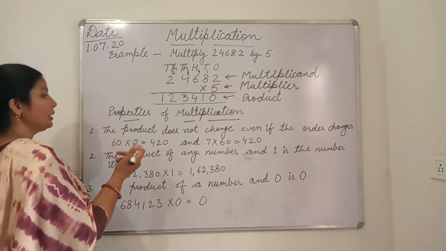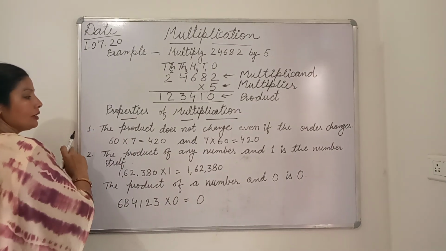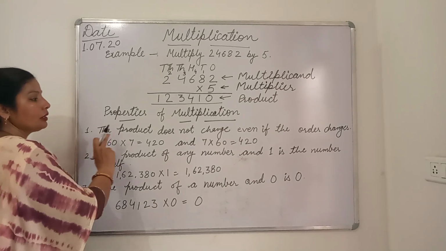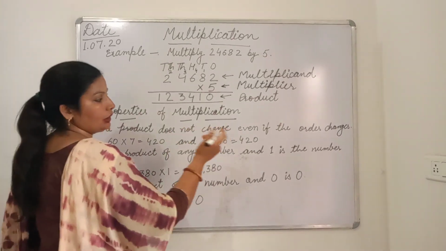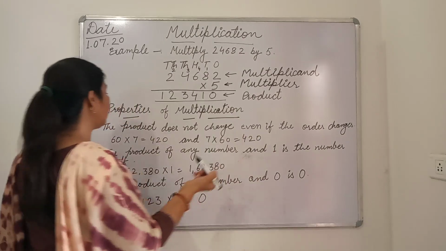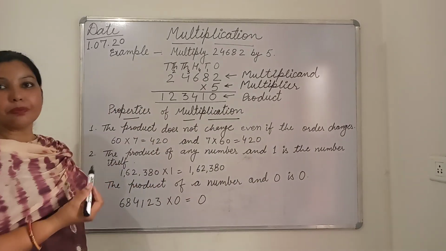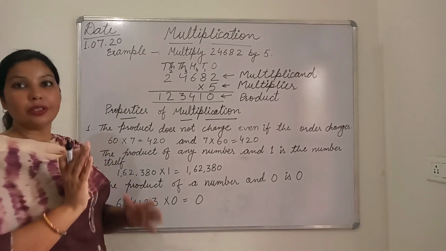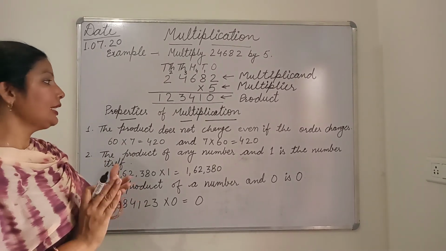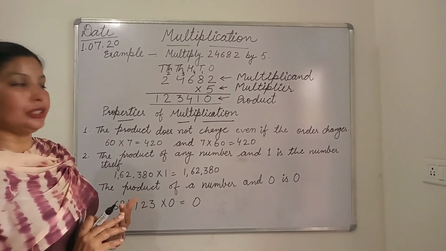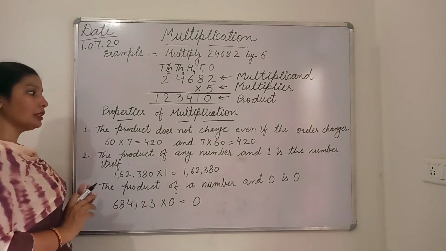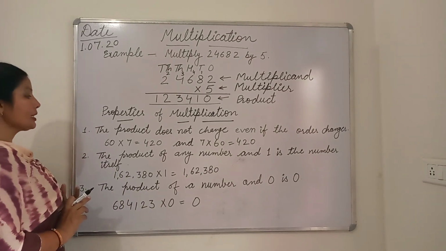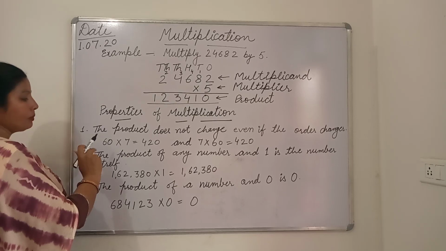So we should study this. The first property is that the product does not change even if the order changes. Okay. The first property of multiplication is that if we change the order of the numbers, then the product will not change. Okay, we can change the order of the numbers, but the product will remain the same.